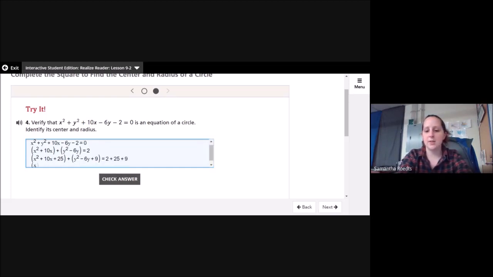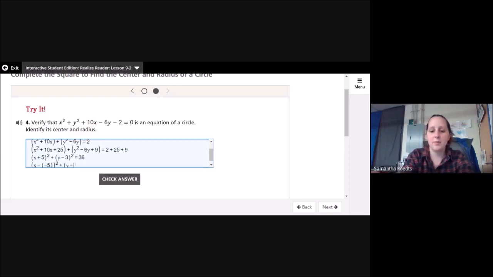Okay, so this is going to be x plus 5 squared plus y minus 3 squared equals 36. Okay, and then from here, I just need to rewrite it, remembering that x minus h squared plus y minus 3. There we go. And then 36 is 6 squared. Okay, so that means my point is negative 5, 3, and my radius is 6.